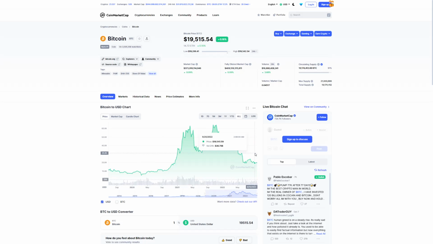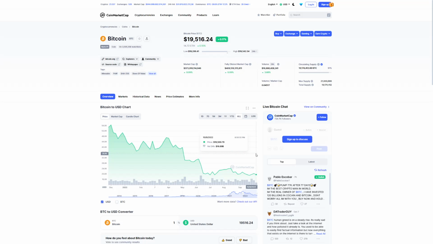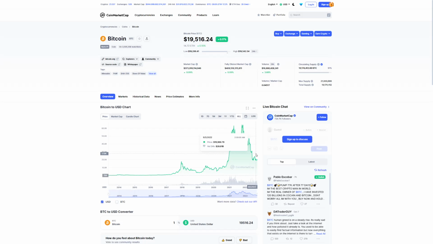Now we're at a point of obvious recession, where people are taking a huge hit, but I still think that millionaires can be made after this recession and inflation is over. What do you guys think?